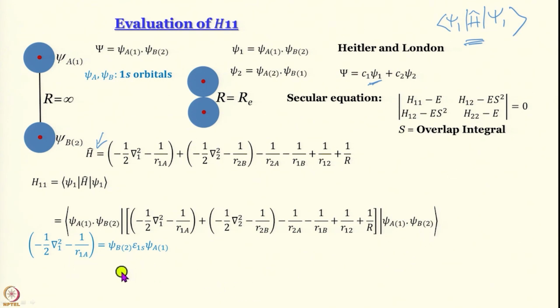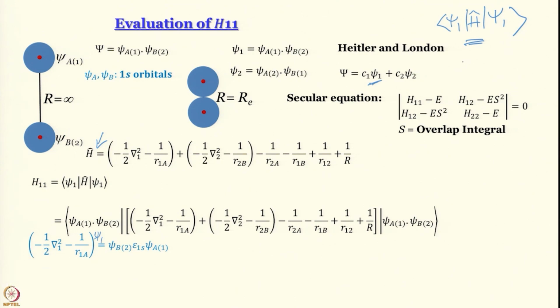I have made a little bit of a mistake here, because I have forgotten to write psi on the left hand side. So, I will just write here also psi 1, please do not forget. So, what is this Hamiltonian operating on psi a1, psi b2?